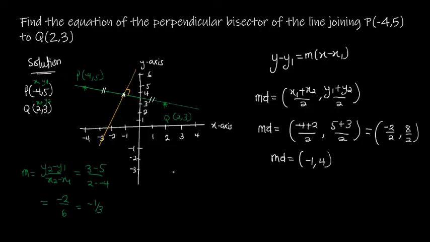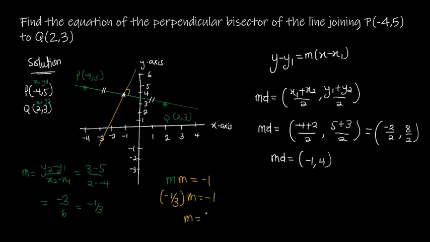Right, now we know that if we multiply the gradient m of the line that is in green with the gradient of the perpendicular bisector, which is in gold over here, that should be equal to negative 1. So it means that my green gradient, which is the line PQ, negative 1 on 3 multiplied by m is equal to negative 1.